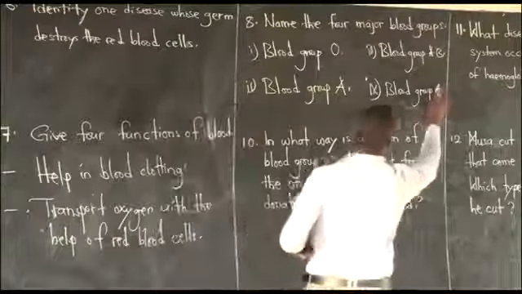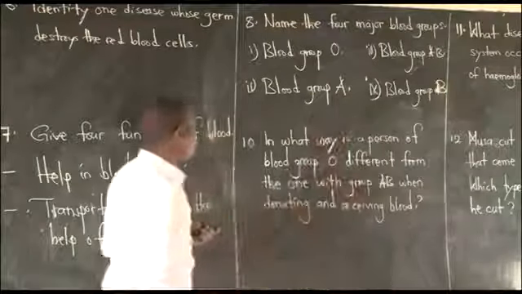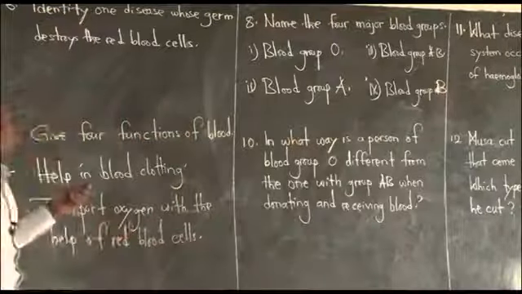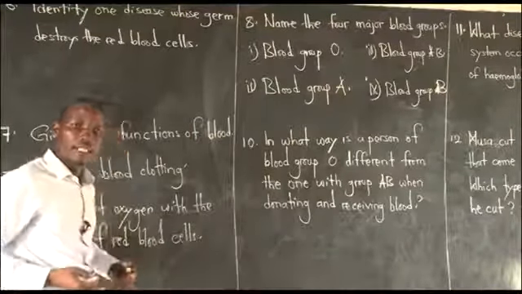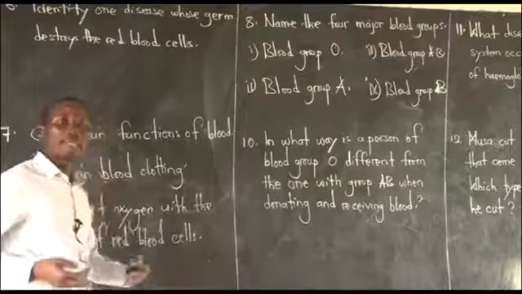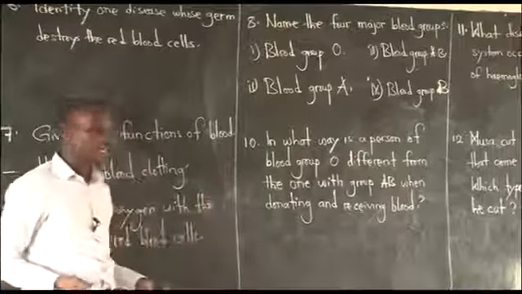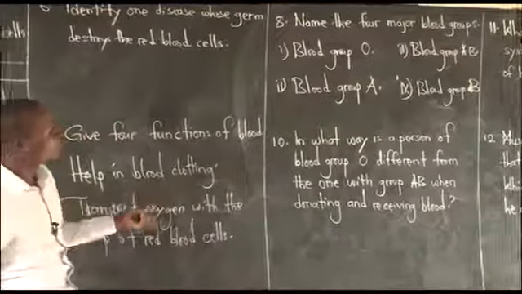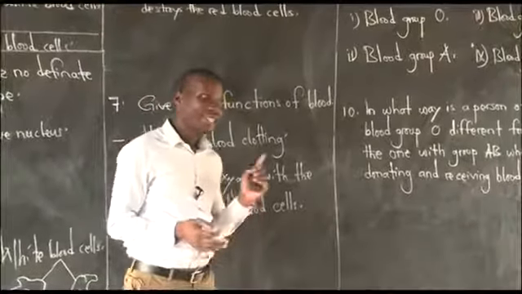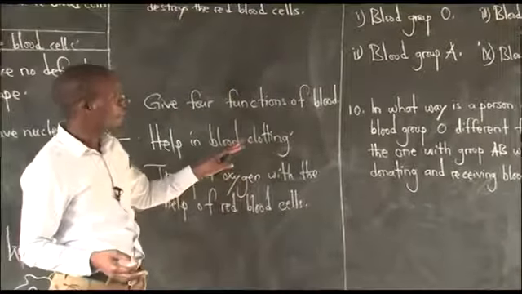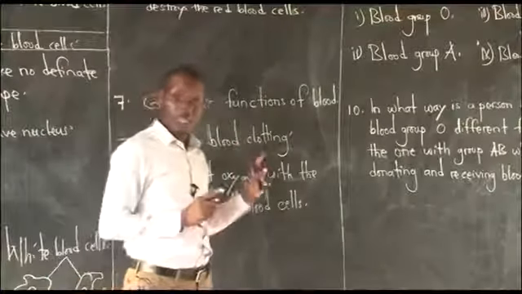Yes, so this was blood group B, because we have AB. Remember, blood group O is referred to as a universal donor because it can donate blood to all other blood groups. It can donate blood to blood group A, to blood group AB, and even O. But it can't receive from A, B, or AB. It can only get blood from O.